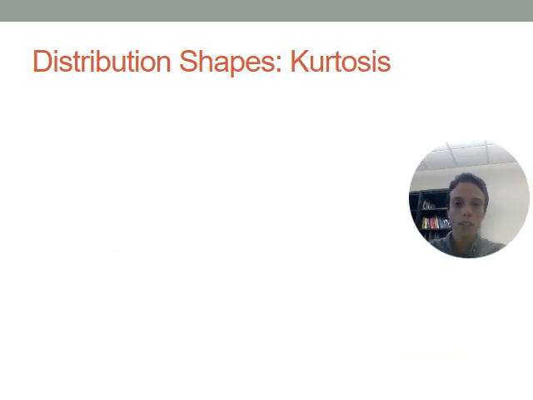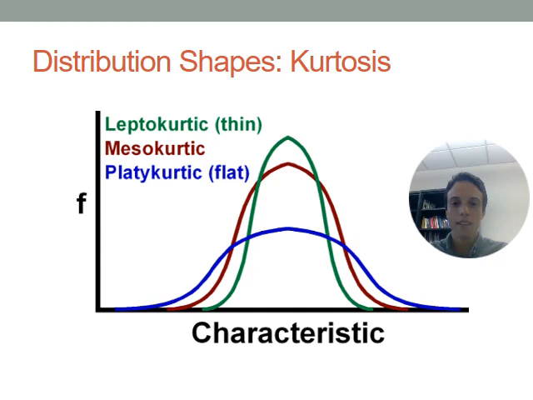One other characteristic of distributions that we can describe in terms of shape is called kurtosis. And the kurtosis of a distribution describes how tall and skinny it is or how wide and flat it is. And we have these words here for describing those distributions: leptokurtic, mesokurtic, and platykurtic.